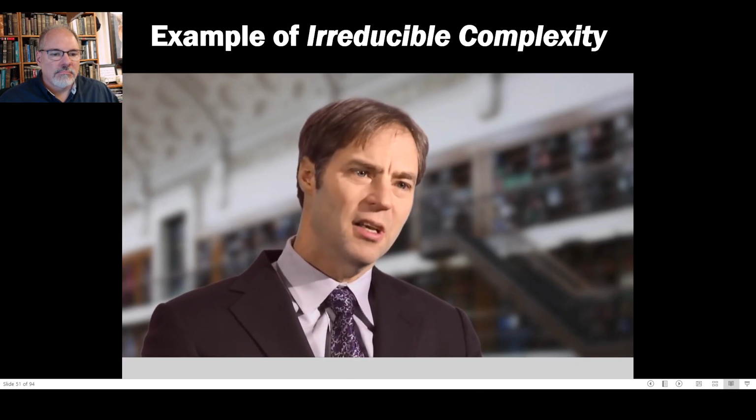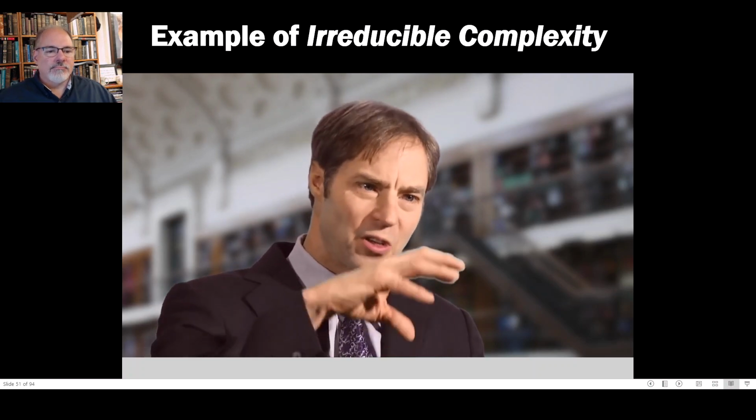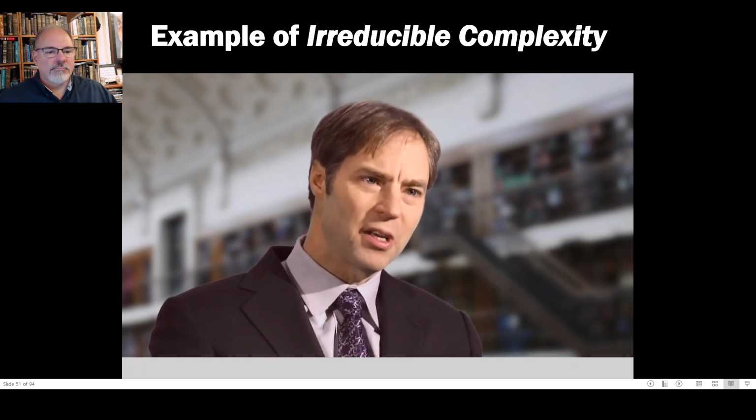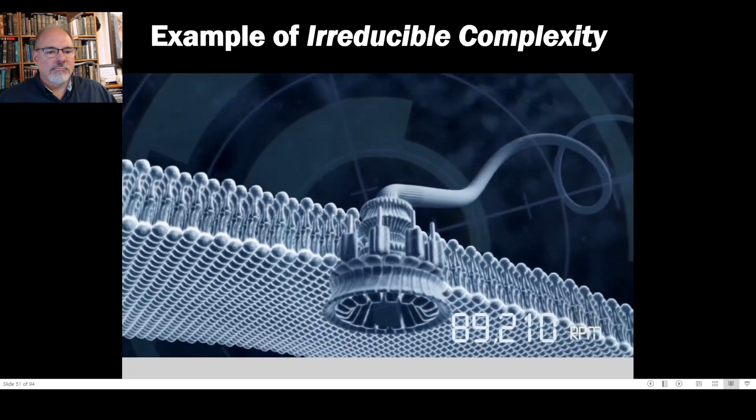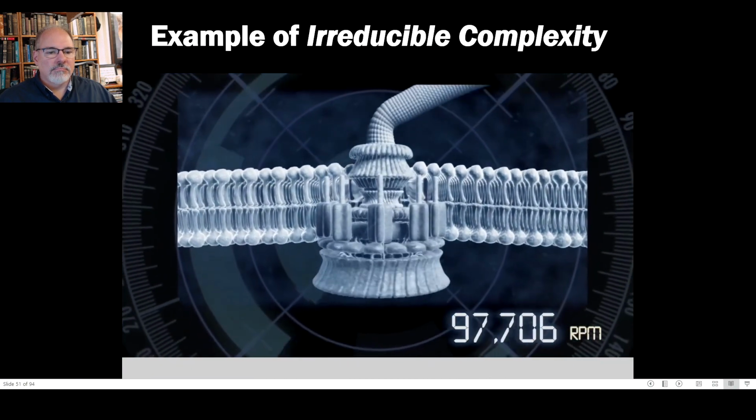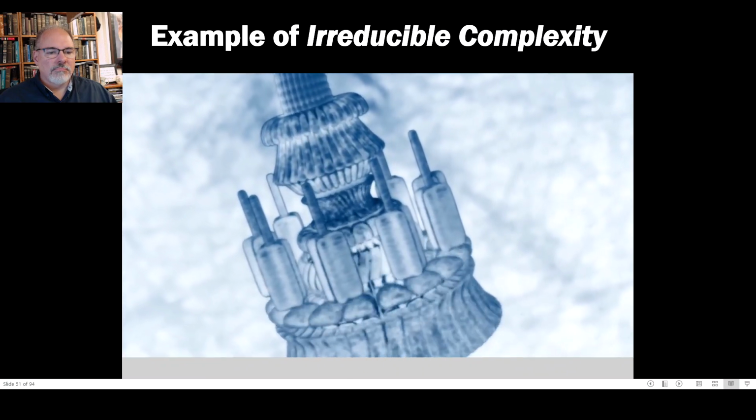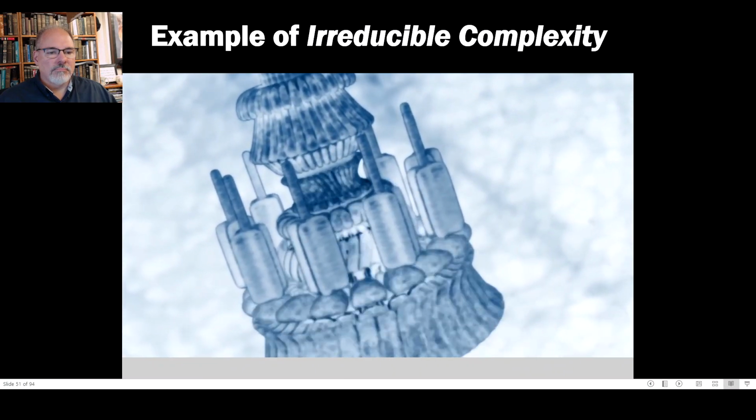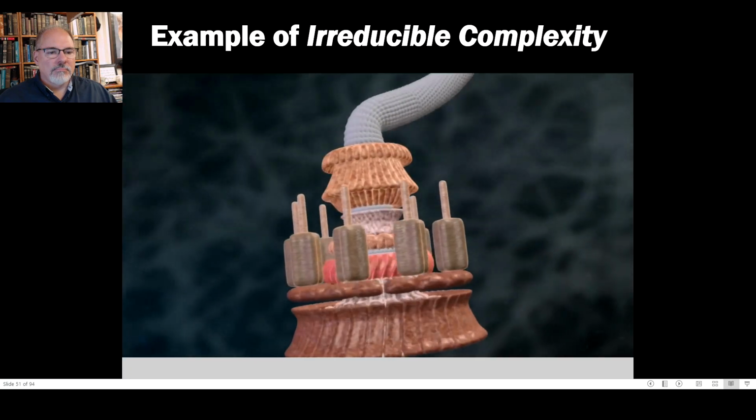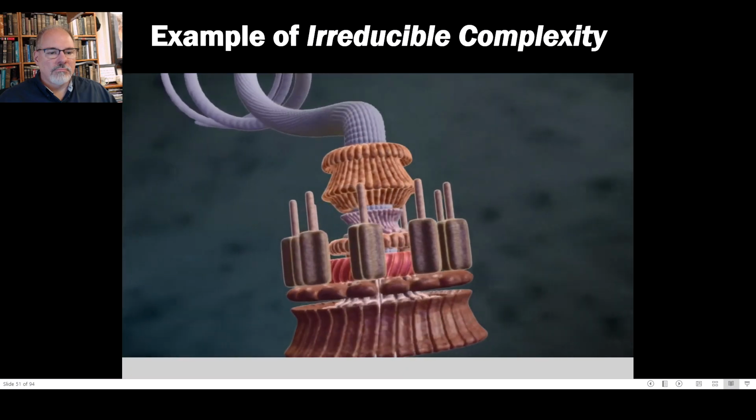And this little machine includes a rotor, a stator, a drive shaft, a U-joint, bushings, bearings, and a whip-like tail that functions like a propeller. And the machine in some bacterial systems turns at 100,000 RPMs in one direction and can reverse direction on a quarter of a turn and turn 100,000 RPM in the other direction. A bacterial flagellum is a true nanomachine, about 40 nanometers in size.